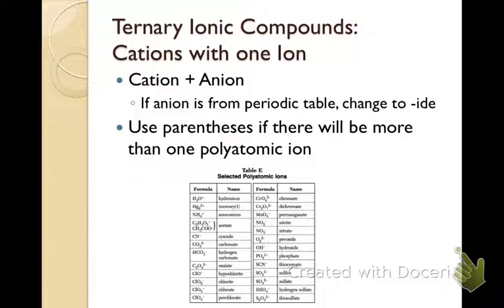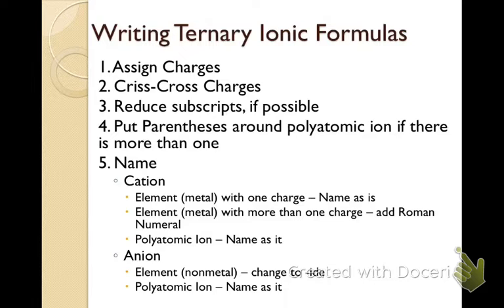And pretty much you'll use parentheses if we have more than one of those polyatomic ions. So we'll go through the steps. If we're given a compound, we're going to assign the charges. You're going to crisscross the charges, reduce the subscripts, and put parentheses around polyatomic ions if there's more than one of them. And to name them, we have to name the cation first. If it's an element, just a metal with one charge, name it as is. If it's a metal that has more than one charge, just add the Roman numeral. If it's one of the polyatomic ions, name it as is.